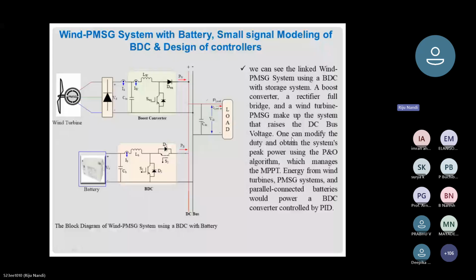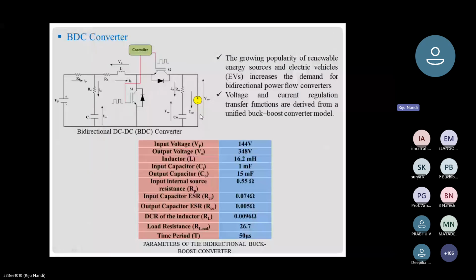This manages the MPPT energy from the wind turbine and PMSG system, and the parallel connected batteries would power a BDC converter controlled by PID. So you can see that I control the voltage using a PID controller. This is the BDC, meaning bidirectional buck-boost converter. In short it is the BDC converter.